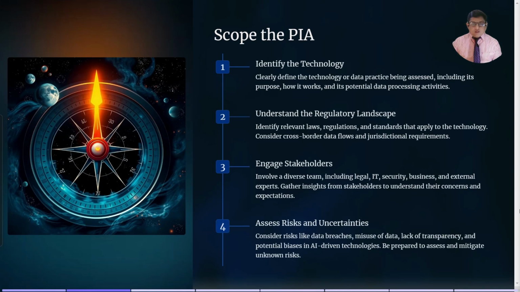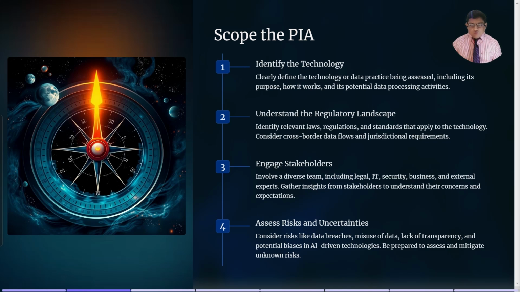Scope of the PIA. First, identify the technology. Clearly define the technology or data practice being assessed, including its purpose, how it works, and its potential data processing activities. Second, understand the regulatory landscape. Identify relevant laws, regulations, and standards that apply to the technology. Consider cross-border data flows and jurisdictional requirements.